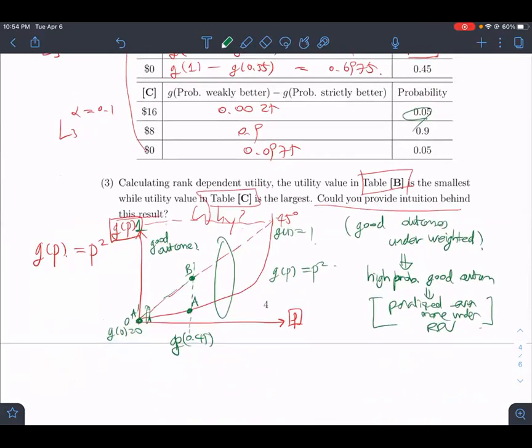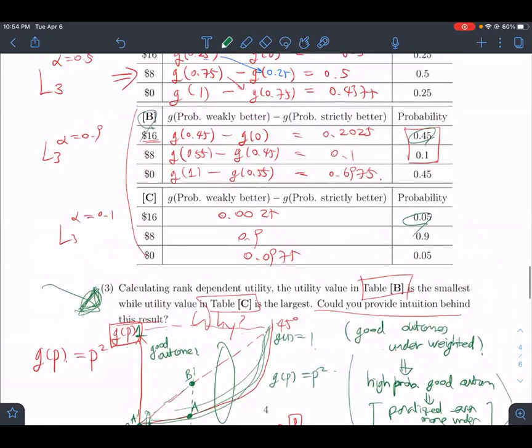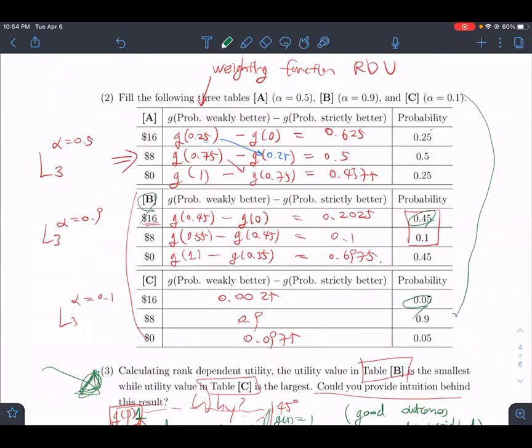But it was based on our assumption of this G function. If you have a convex G function like this, then we have this result. If you have another type of G function, maybe it can be inverted like this, and we will have a different result. So choice of G is very important. I think this part is maybe going beyond what we learned in the class, but it's good to know all the steps to compute rank dependent utility. Important for your homework, maybe important for your exam.